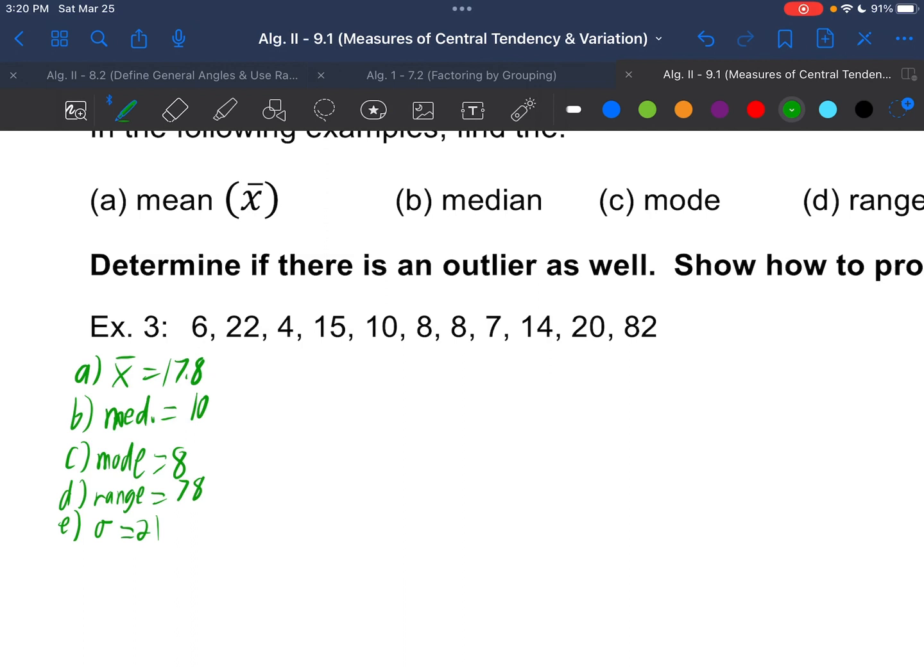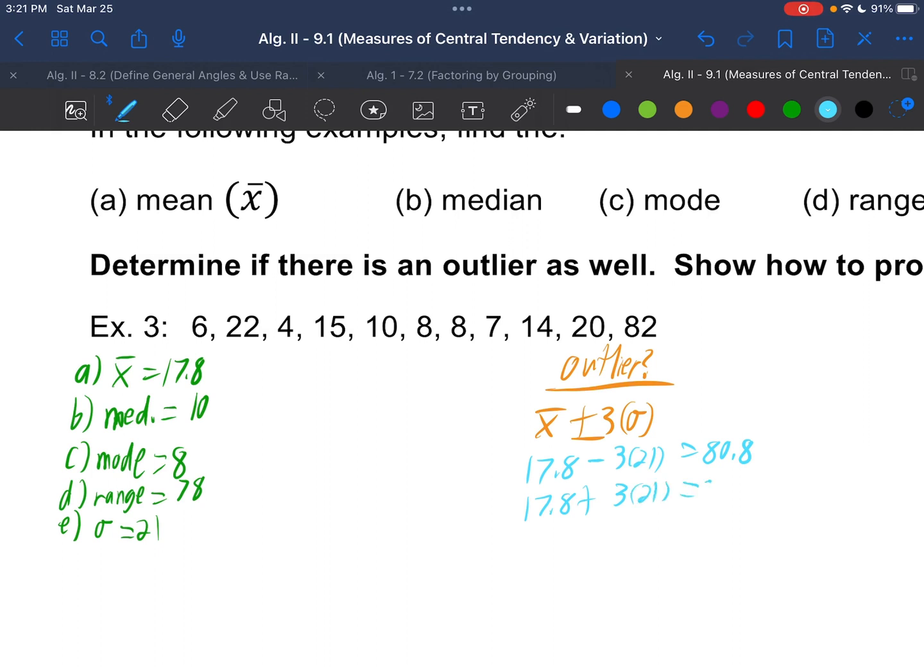Now, is there an outlier? So, how we figure out if there's an outlier or not, put outlier for our little notes of what we're doing. You would take the mean, once again, plus or minus 3 standard deviations. So here, in this case, we'll take 17.8 minus 3 times 21, the standard deviation, which would be 80.8. And we'll take 17.8 plus the same thing and end up getting negative 45.2.